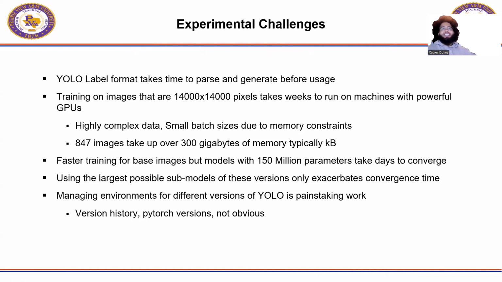Training on images that are, of course, the SR-GAN images. You can have images that are upwards of 14K to 16K resolution after they're generated and interpolated by the SR-GAN network. This is highly complex data, which requires small batch sizes due to memory constraints and the sheer size of these images. There are 847 images, and they take up over 300 gigabytes of memory, what typically would be kilobytes, just based off the massive size of these images.